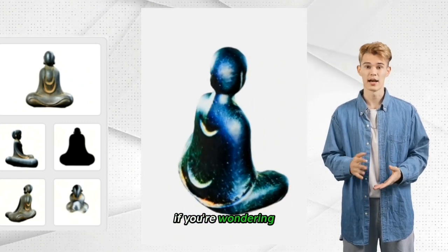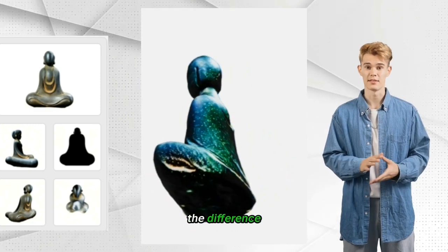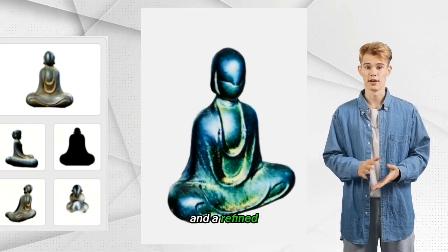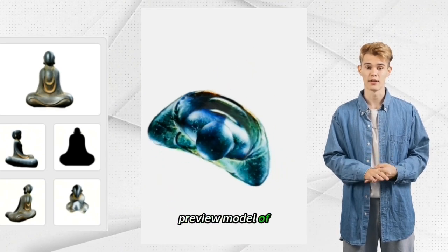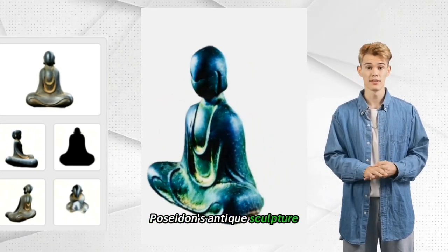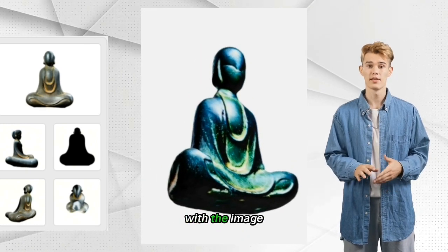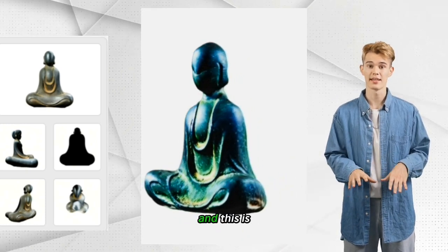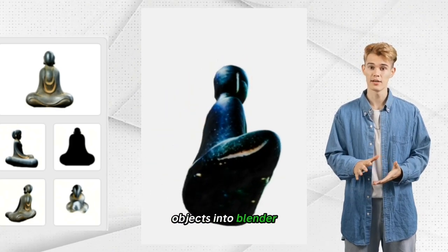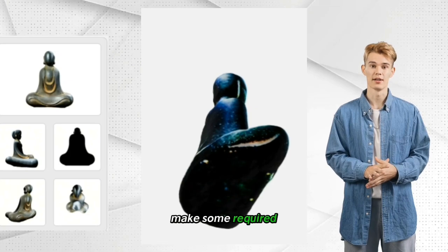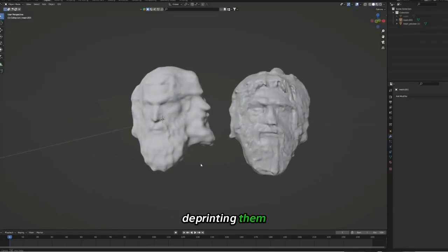If you're wondering how significant the difference is between a preview model and a refined one, here is a brief comparison. This is a preview model of Poseidon's antique sculpture. It's fully generated from an image I found online. And this is the refined model. I've imported both objects into Blender, so I can make some required adjustments before 3D printing them.